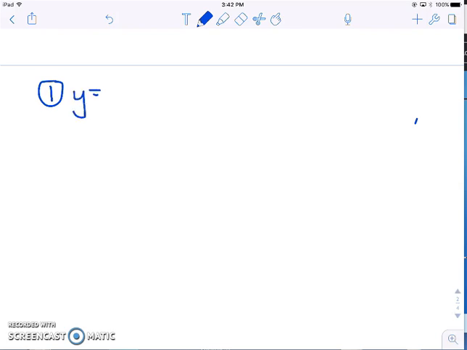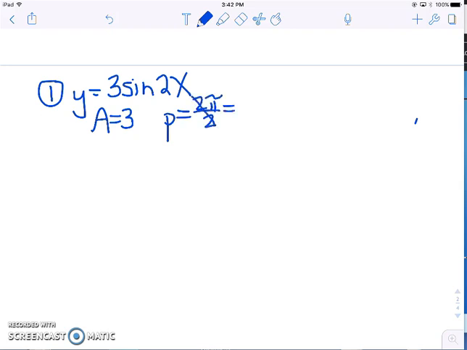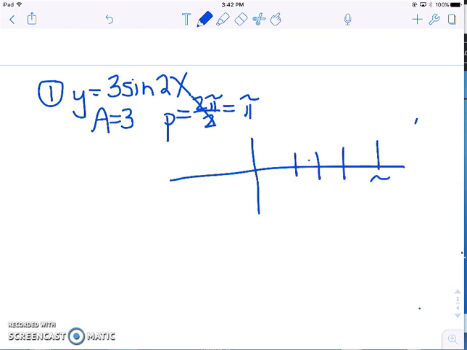If we had y equals 3 sine of 2x, our amplitude is 3, our period would be 2 pi over 2, which reduces down to pi. So when we graph this, we're still going to have those 4 critical points, but it repeats at pi. So we have to figure out what all these are. Well, the middle one would be pi over 2, then pi over 4, and 3 pi over 4, because we're counting by pi over 4.